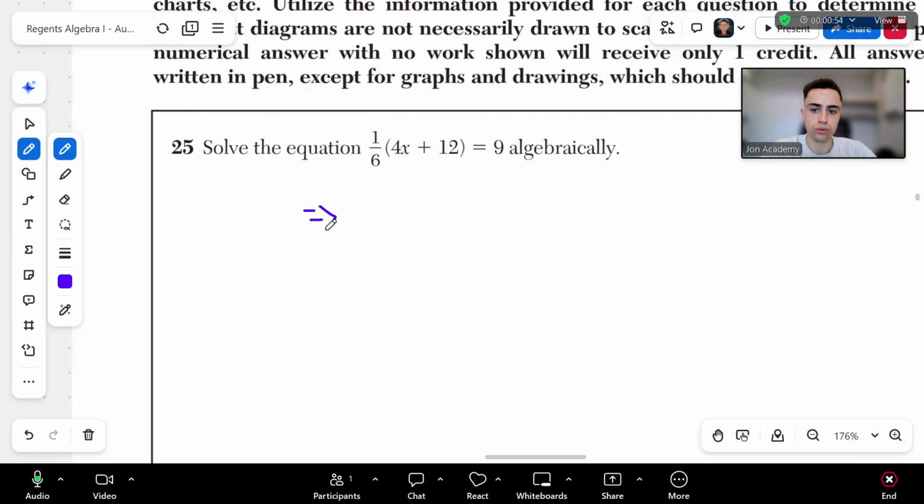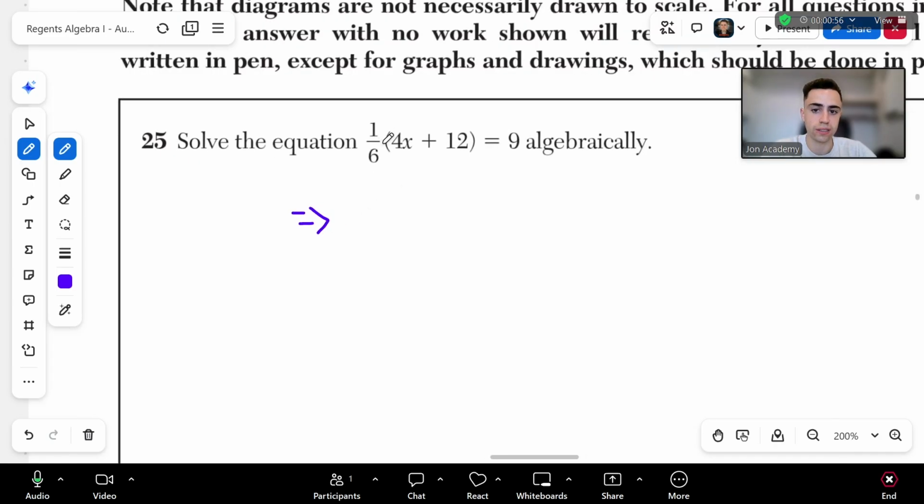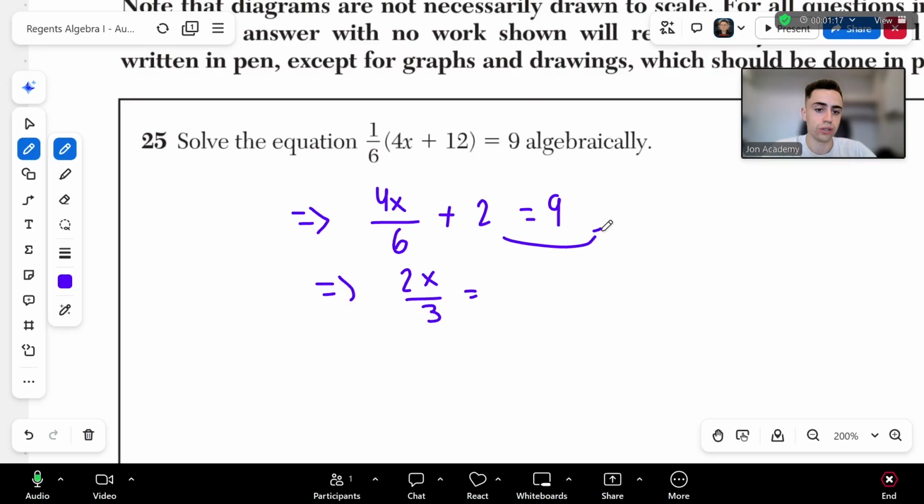First step will be to distribute the 1 divided by 6 multiplying the bracket, so that makes 4x over 6 plus 12 divided by 6, which is just 2, equals 9. 4x over 6 we can write as 2x over 3, and the plus 2 we can bring to the other side with a minus. So it's going to be 7 on the other side.